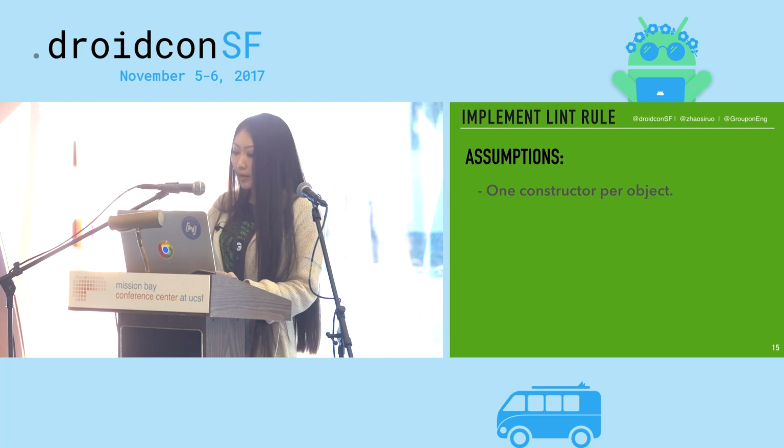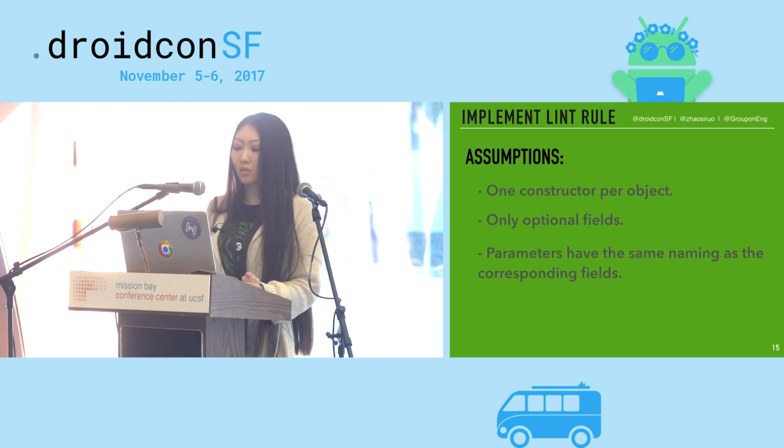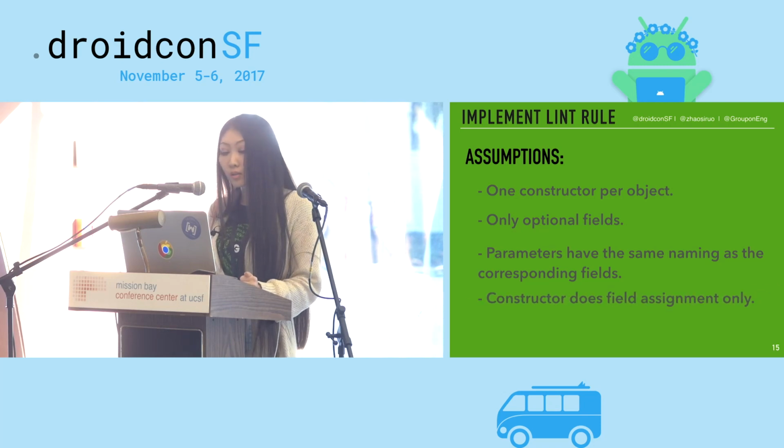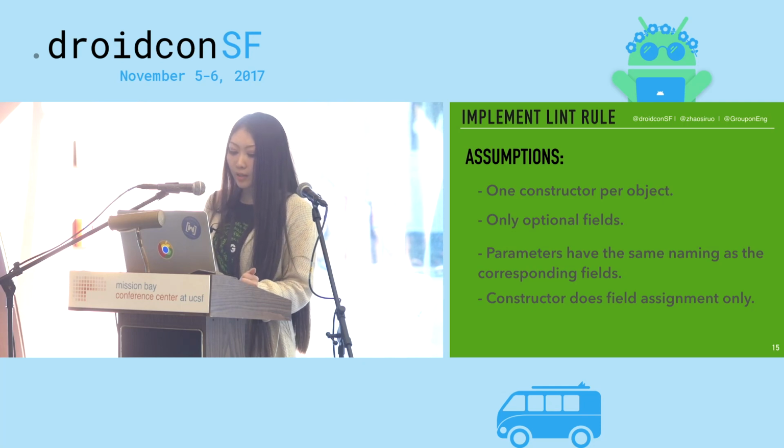Next assumption, we only have optional fields so that we don't need a special build method for mandatory fields. And then all the parameters have the same naming as the corresponding fields, so we don't need to check which parameter got assigned to which field. And finally, we're assuming that the constructor does field assignment only, so we don't have to worry about the body of the constructor. However, I think it's really straightforward to add the body, so you'll be able to do that very well after this talk. And now let's look at an example in the code.